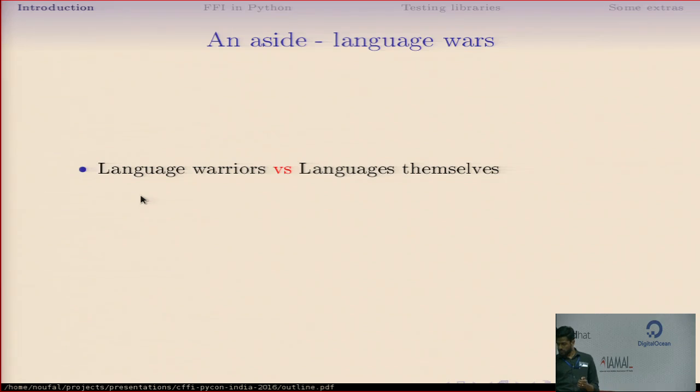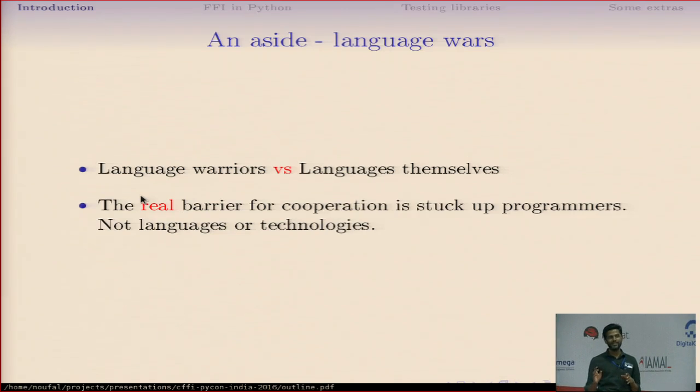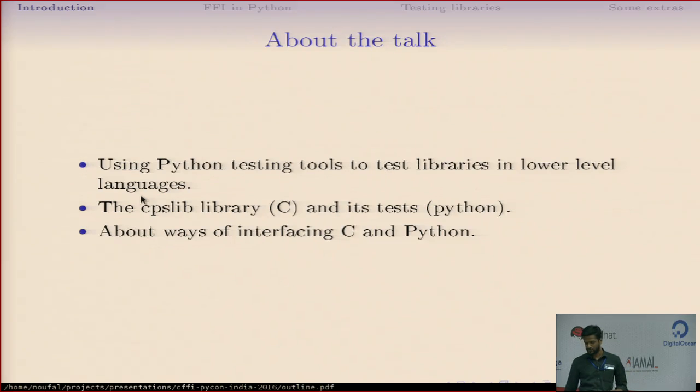So, have any of you... okay, as an aside related to this, there's a distinction between language warriors, which are people who say I'm a Python guy, I'm a Ruby guy, etc., and then there are the languages themselves, Python and Ruby. Usually the languages don't have a problem cooperating. A Clojure program has no issues calling a Java function, but a Clojure programmer has a serious problem calling a Java function. So it's not really the languages or the technologies, it's stuck-up programmers. So probably there's some lesson to be learned from this. I don't know, I'm just throwing it out there. So, come back to the thing.